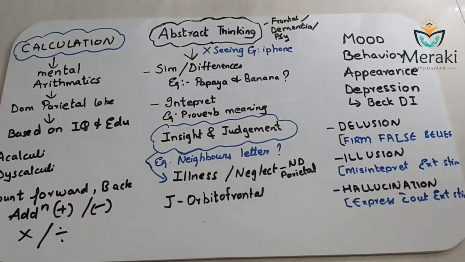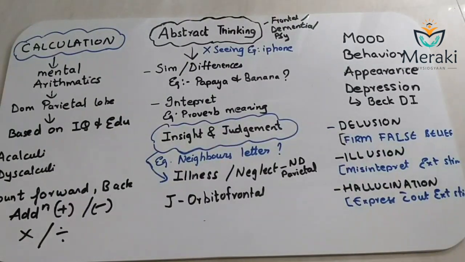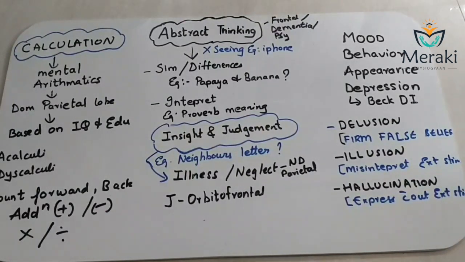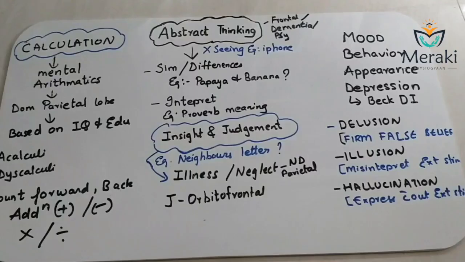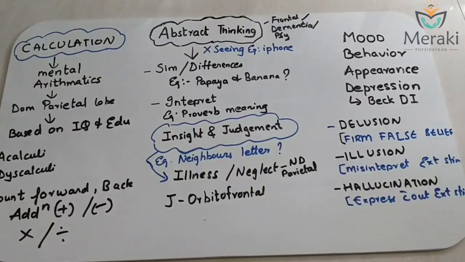For depression, if they're constantly low, irrespective of improvement and changes, then you would assess them on Beck Depression Index, which is a self-scoring scale and has questions related to your emotions. So we total the answers, and if the score is between 0 to 10, it is considered normal ups and downs. If it is above 40, it is considered as extreme depression. A persistent score of 17 or above indicates that you might need treatment and further referral to a psychologist.